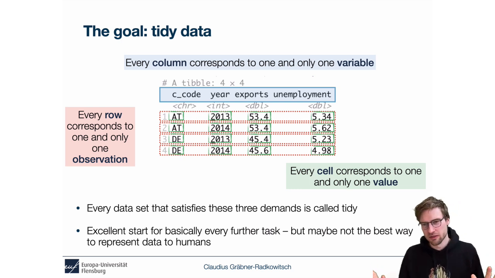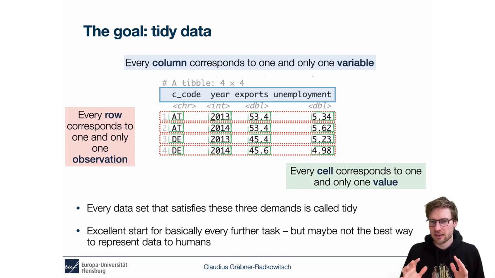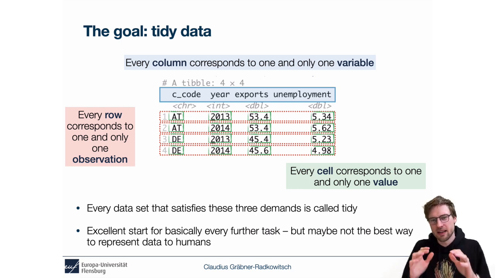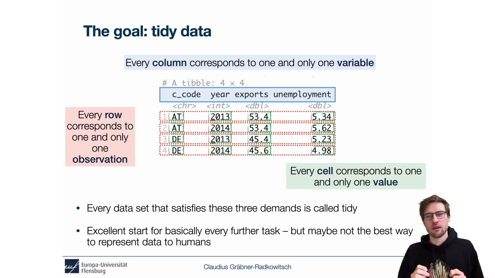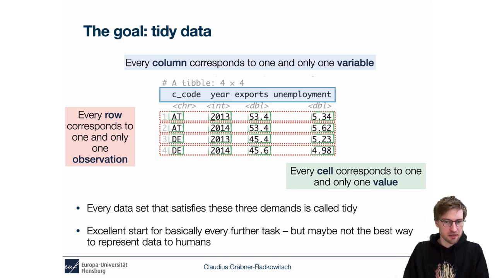So there are all kinds of pragmatic and non-pragmatic reasons for why the stuff you find in the real world is not tidy right from the start. And sometimes you might even have a tidy data set and you might want to transform it into a non-tidy data set. Why? Because tidy data is very useful for machines, but oftentimes it's not that great if you want to communicate a data set through a table to humans. Because for humans, it's often easier to read non-tidy data sets.